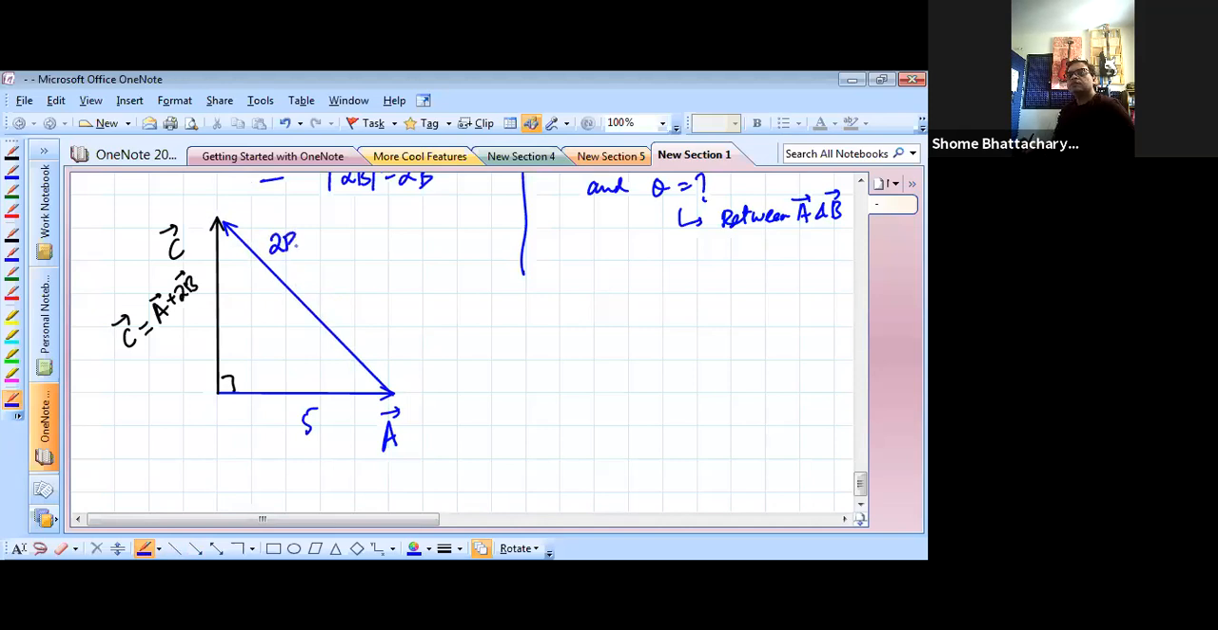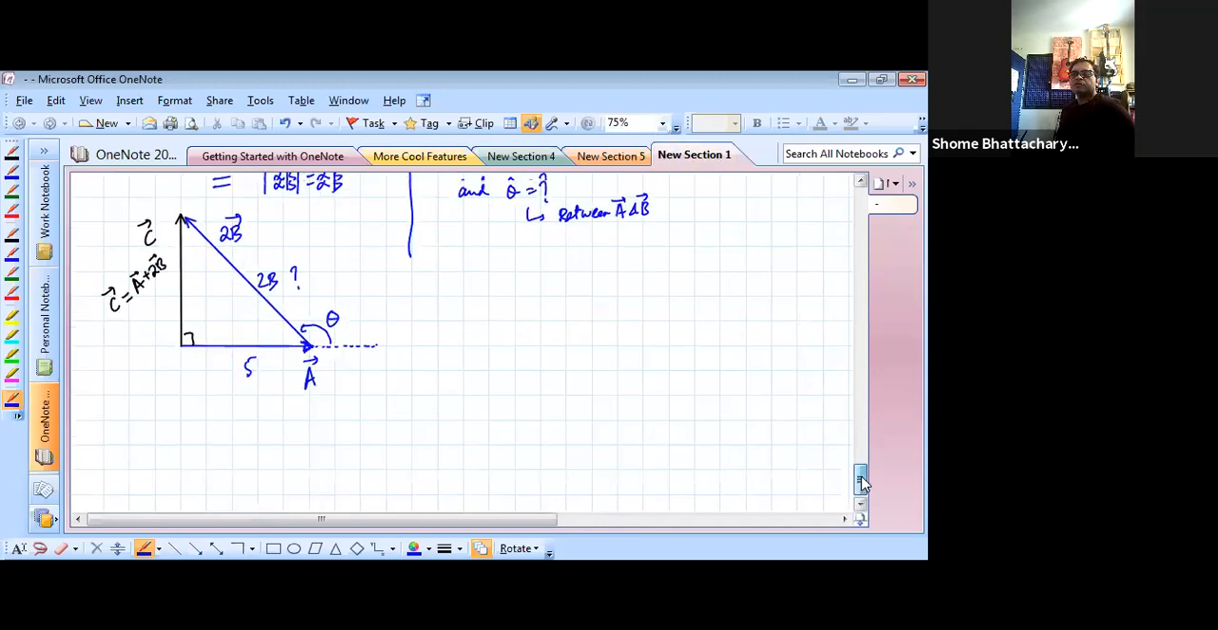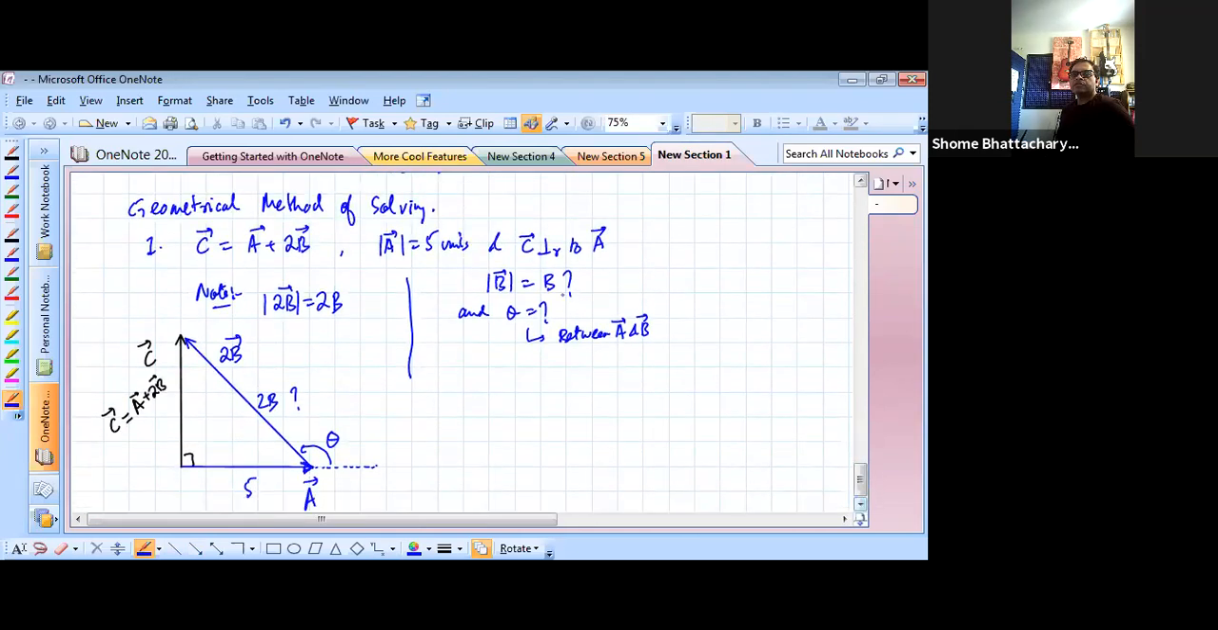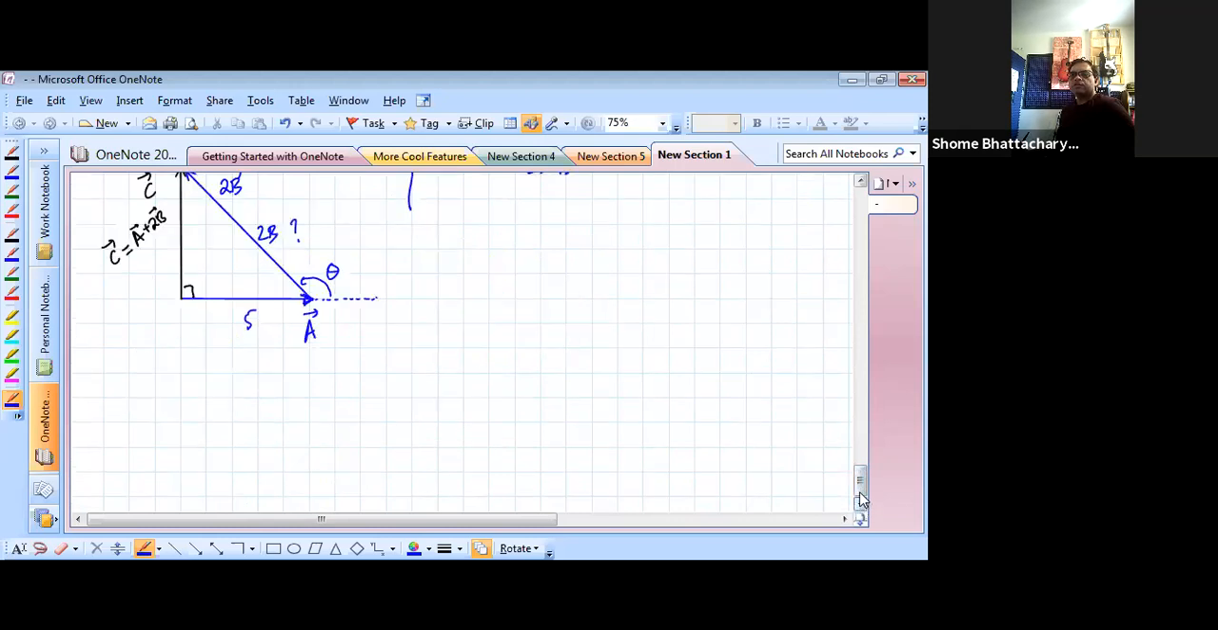This vector must be twice of B. So its magnitude is 2B, which is unknown. And the angle it makes with respect to A will be this angle theta. Okay. So this is my first vector triangle, using the information which was given to me about the vector C. Using this information, I have constructed this triangle. The first piece of information that was given was this. Now let's make use of the geometry of this triangle.